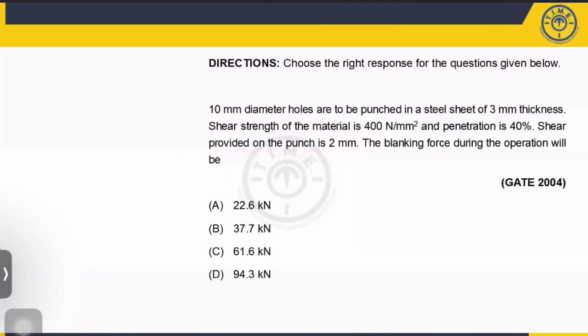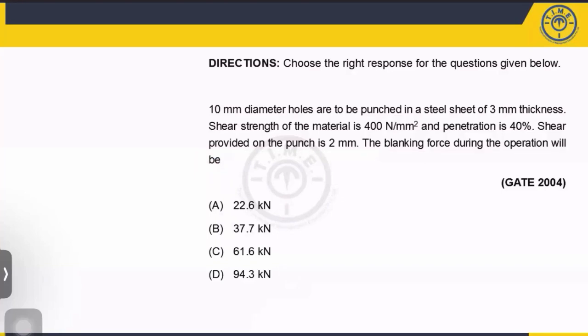If you are not providing the shear, you already know the force into penetration into thickness will be the work done. But with the help of shear, the force is getting reduced, and that you have to calculate. The blanking force during this operation will be, four options are given. How will you solve?